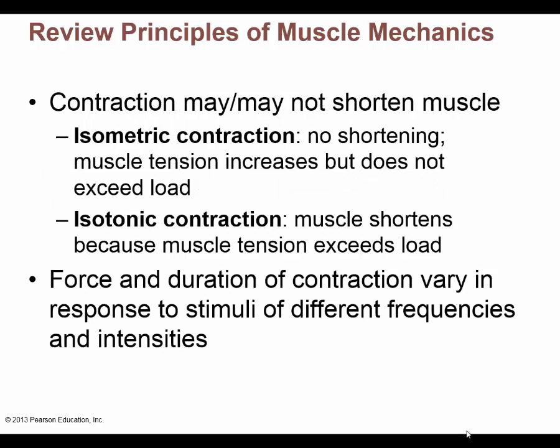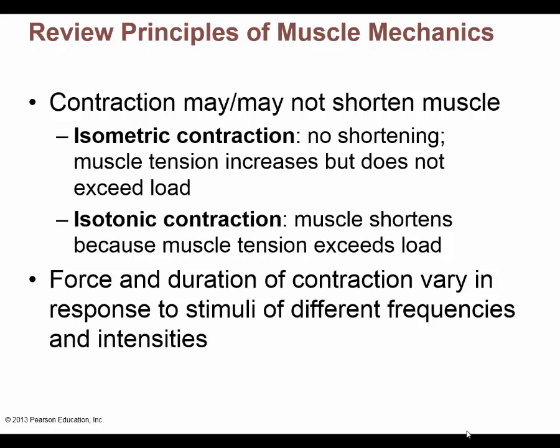Now, when we contract a muscle, it may or may not shorten. Generally, when people think of muscles contracting, you're thinking of doing this, and your biceps are shortening. You can contract a muscle without it actually shortening as well. There's two types of contractions when we talk about muscles. One is known as isometric, the other is known as isotonic.